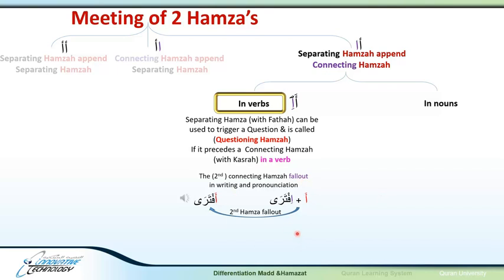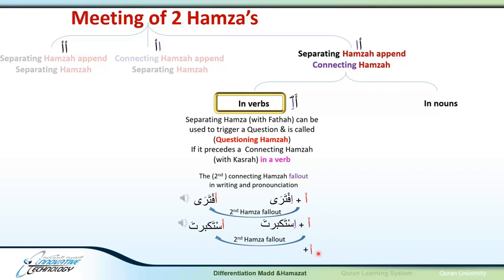Another example, a istakbarta, we pronounce it astakbarta, astakbarta. Let's listen to Shaykh al-Husari. So astakbarta, the second hamza has fallen out.